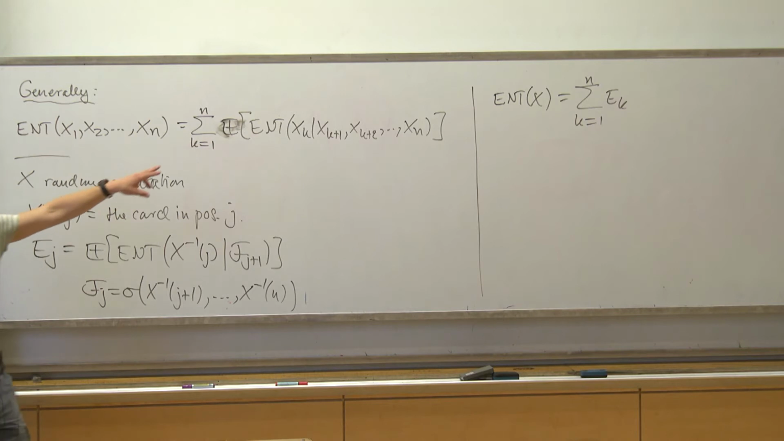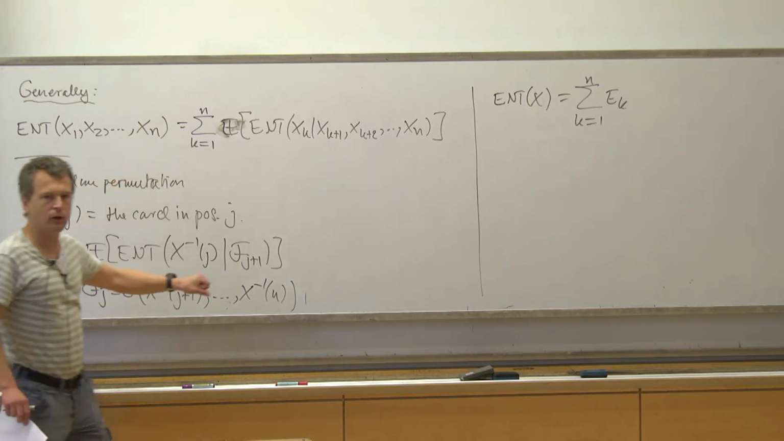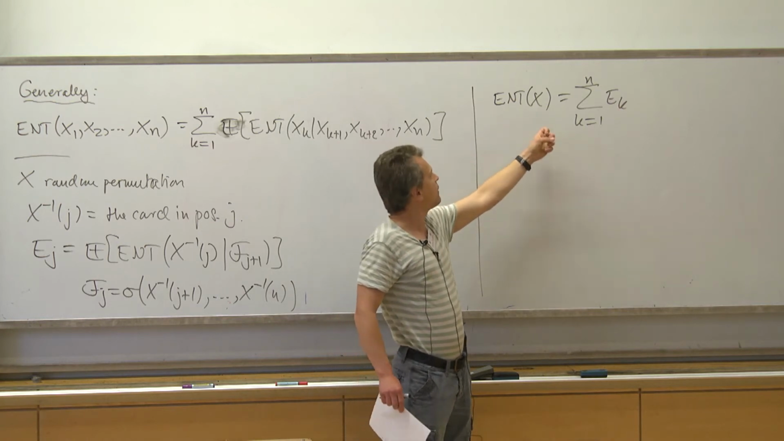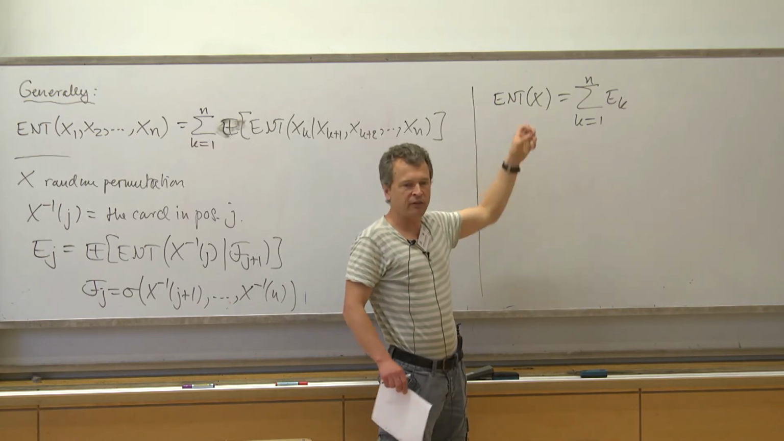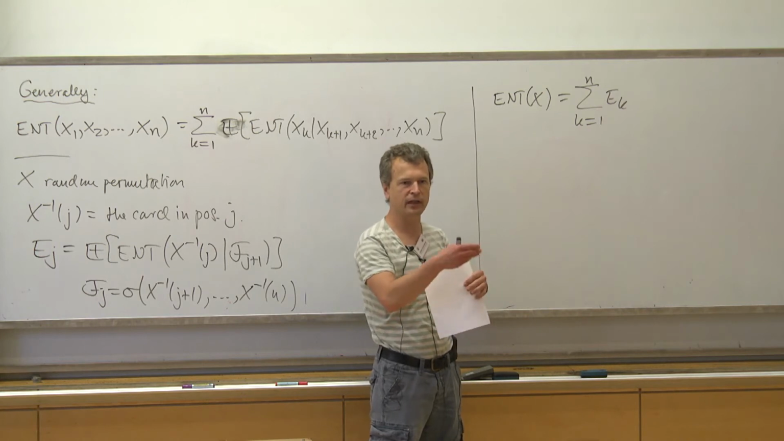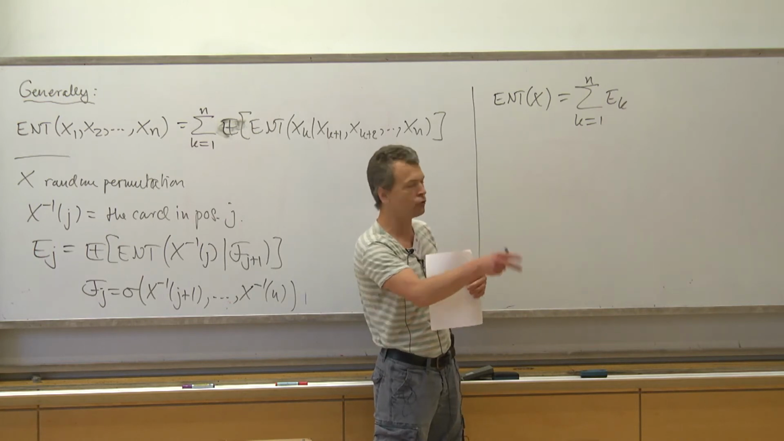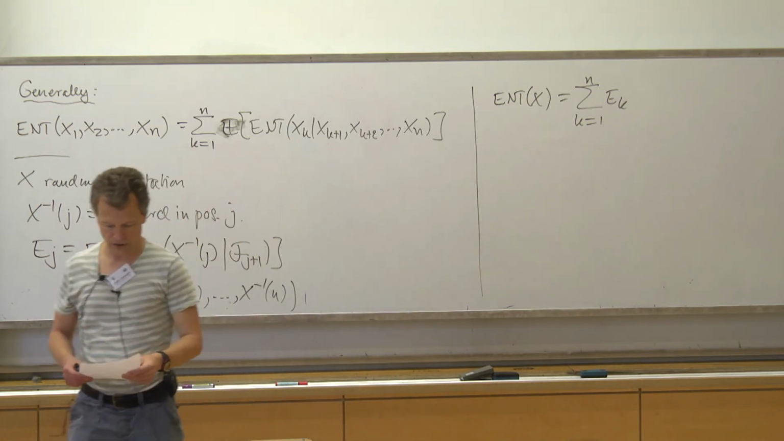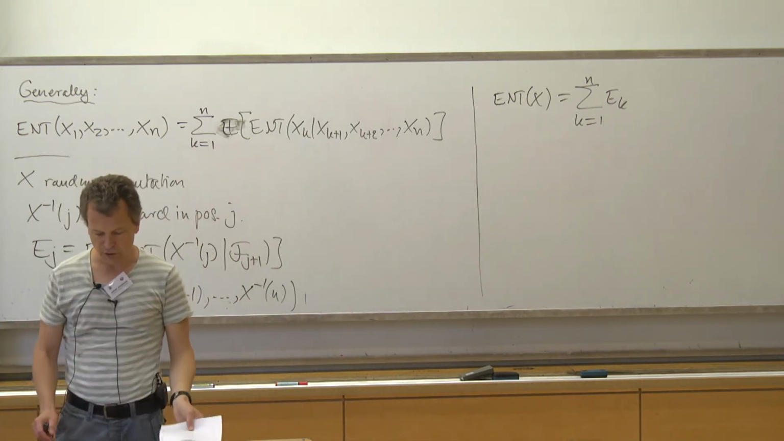So what we do there is compute the entropy of the whole permutation by computing expected entropies given nothing first, and then given the last card, and then given the two last cards, and so on, getting more and more information from the bottom of the deck.